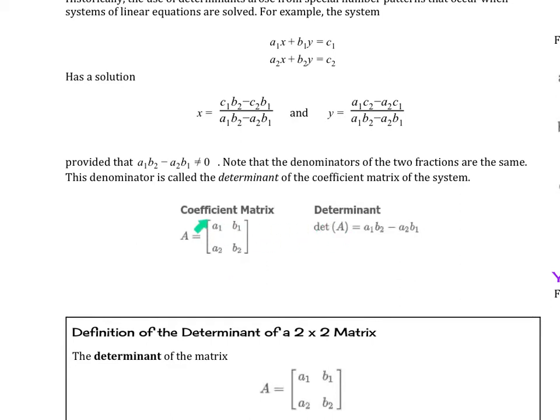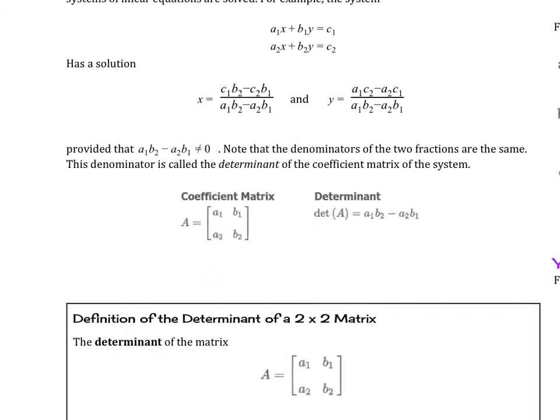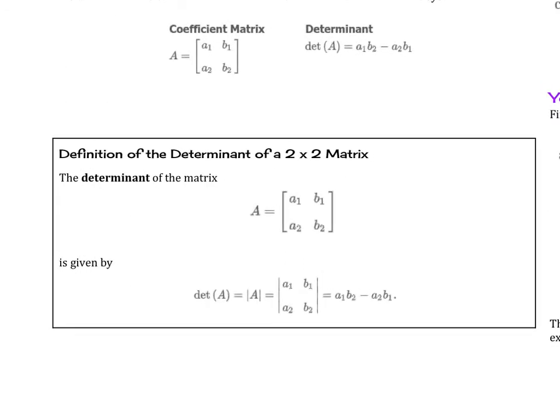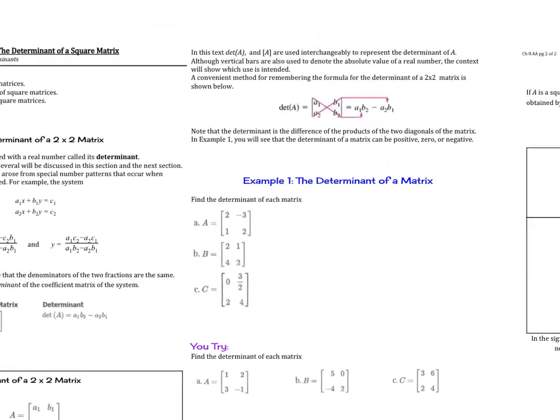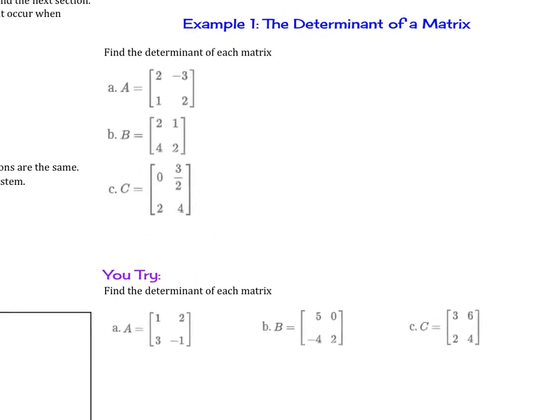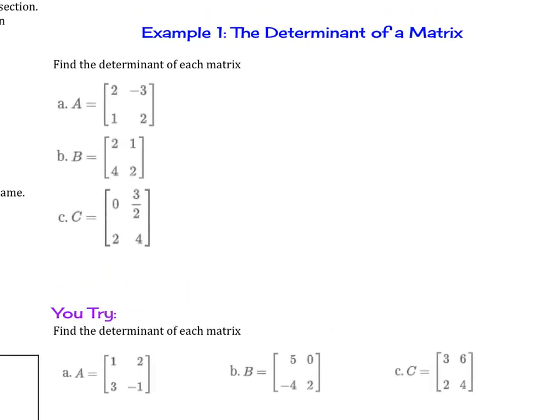And so the determinant is you multiply A1 and B2, and then subtract A2 times B1. So the determinant of the matrix is given by this formula, which we just talked about. So what we're going to do is go ahead and find the determinant of each matrix. You could probably do these on your own, but we can do it together. So we can get different values.